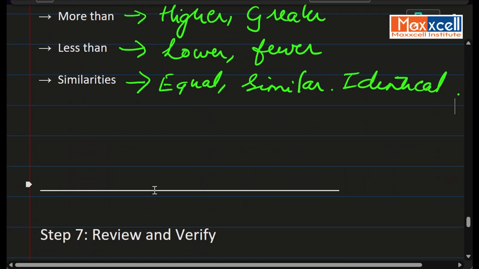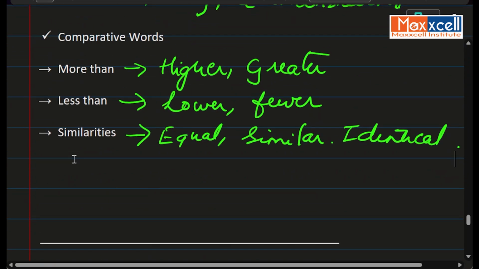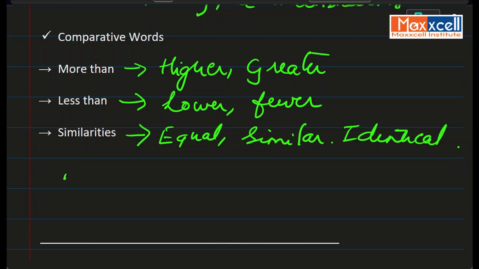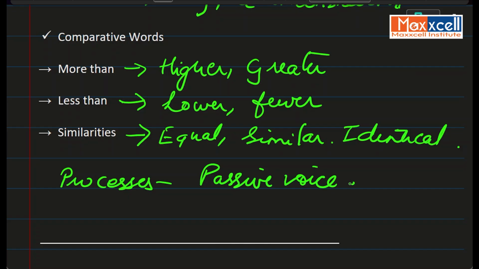Okay, and when it comes to diagrams, another thing you need to understand is that when it comes to diagrams or processes, you need to use passive voice. So it is something in the past you're talking about, so you need to start using passive voice. Okay, you're not supposed to use active voice, you are supposed to use passive voice.